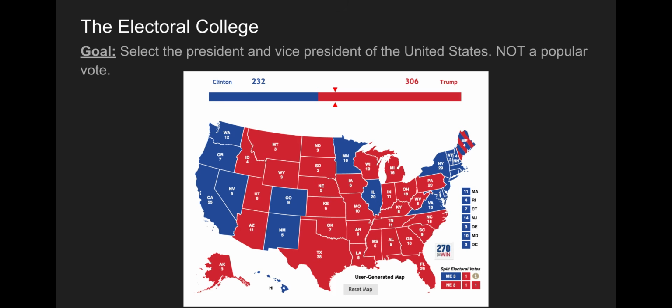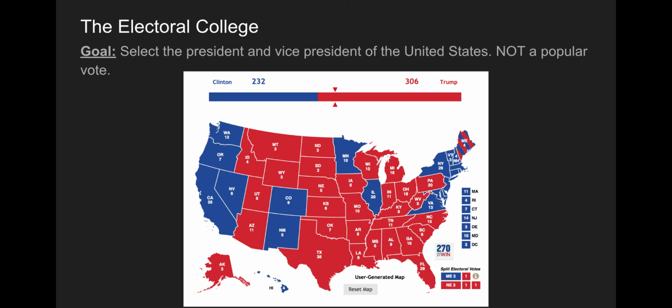A popular vote would be if they just counted up the total number of votes for each candidate and saw who won, given the votes for the entire country. But we do not do that. We use the electoral system, which was originally created by the Founding Fathers in order to prevent popular rule. Because remember, the Founding Fathers didn't really trust the American people to make the best decisions. So they wanted to remove the people a bit from that power by instead having them vote for electors.